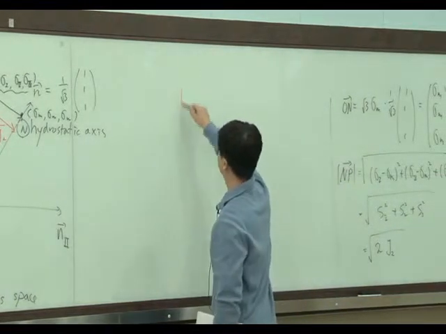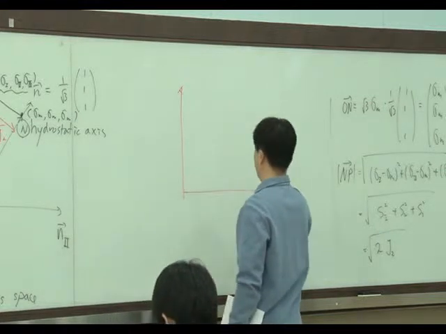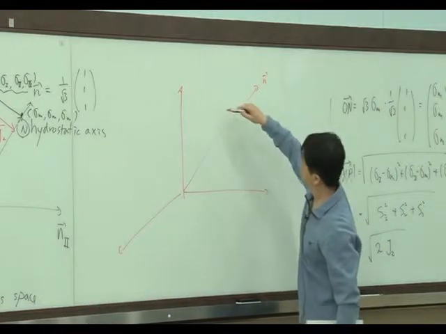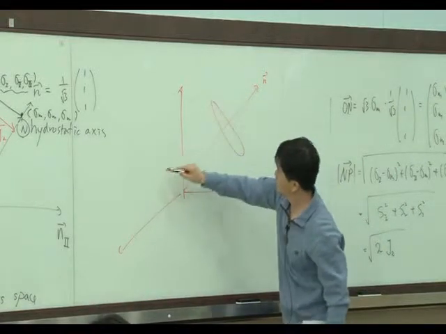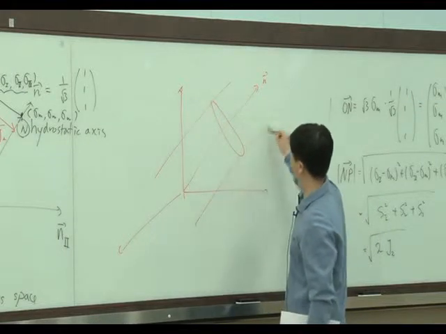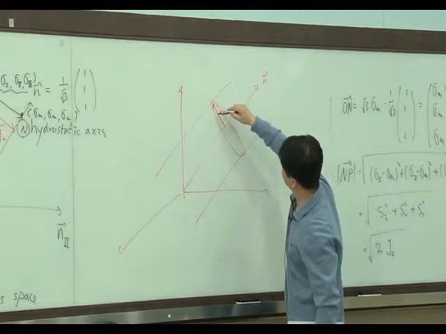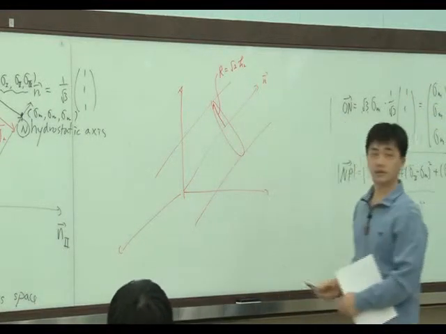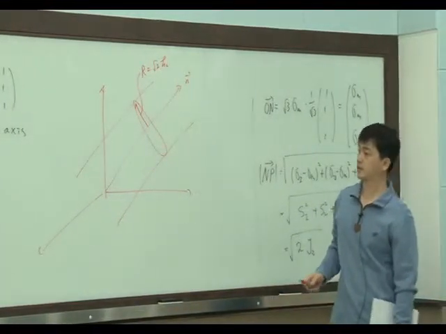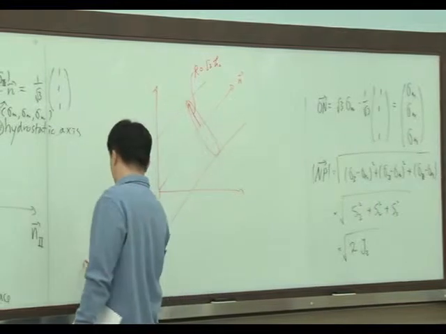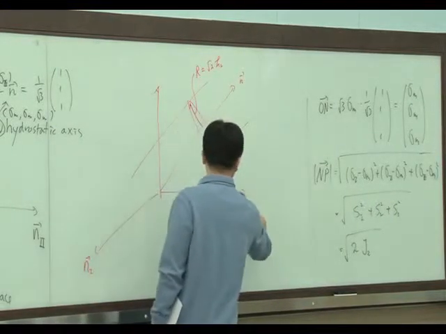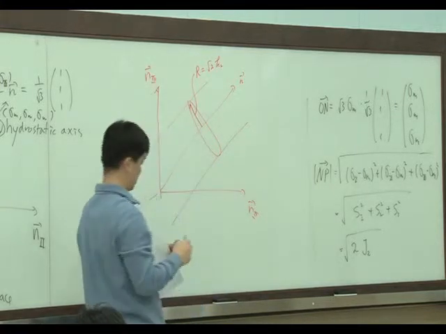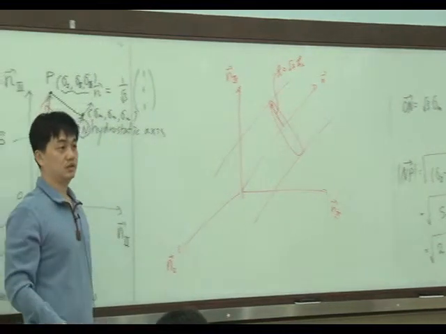So based on this concept, we can plot this hydrostatic axis and some cylinder like this. Okay, this is a cylinder, and it has a radius R equal to root 2K. This is the cylinder, with axes 1, 2, and 3, right? You can imagine this cylinder.